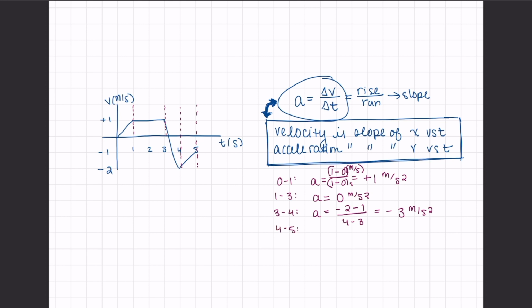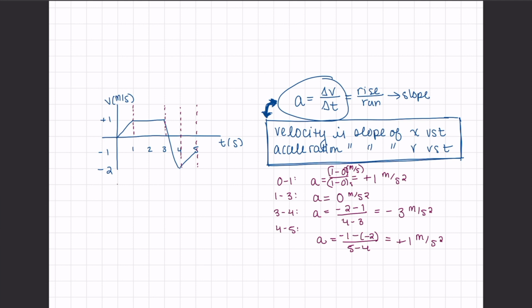And from 4 to 5, let's go down a little bit. We have -1 minus a -2 over 5 minus 4, which would give us a +1 meters per second squared. And then we can go ahead and throw that on.